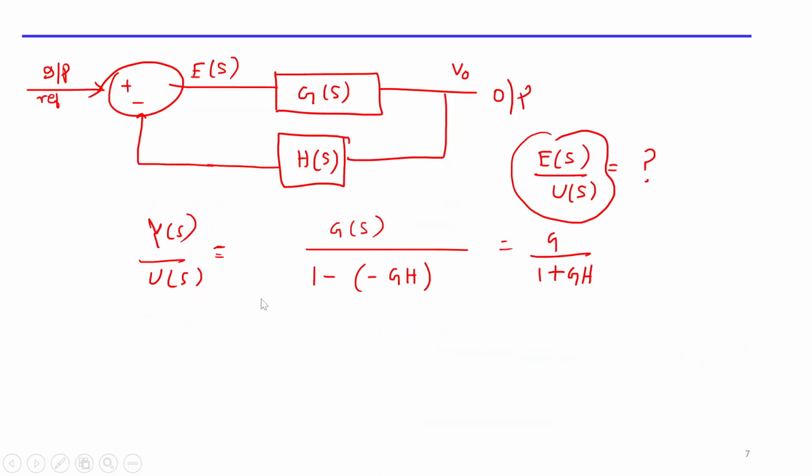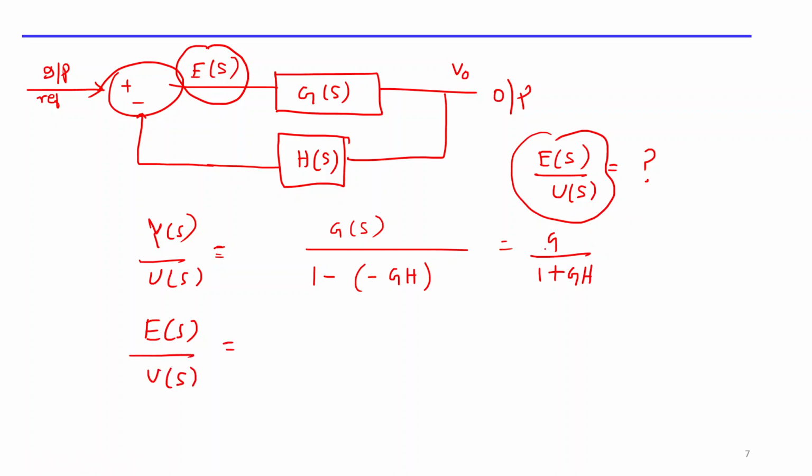So now here you get the output Y of S, right, sir? Now tell me how you find out E of S by U of S. You got Y of S by U of S. Now how will you find out E of S by U of S? Because my target is to find out this error, not output by input. I need to find out E of S divided by U of S.